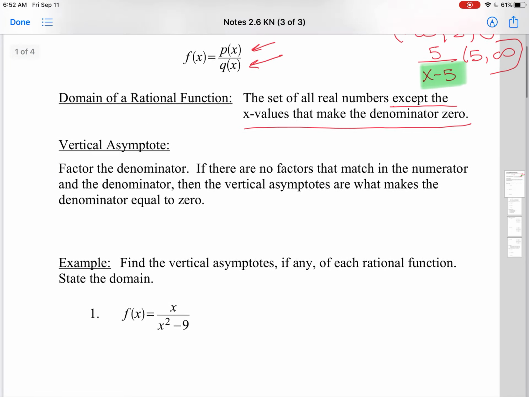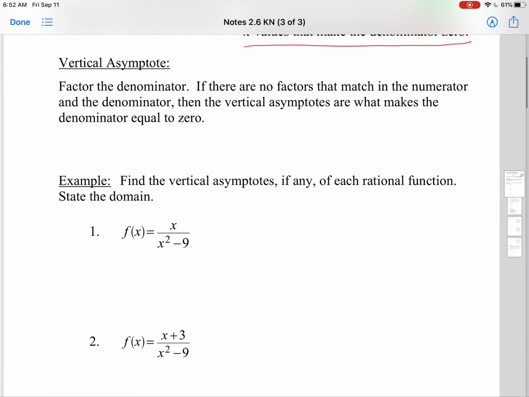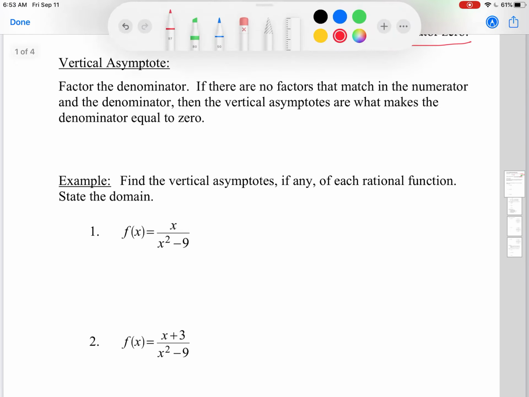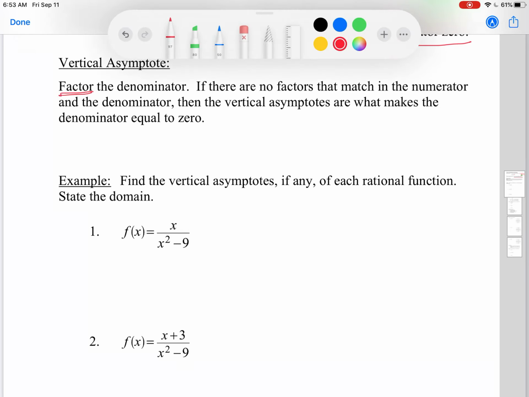Okay. Then we have vertical asymptotes. In order to find a vertical asymptote, we first have to factor the denominator. Again, we have to find those restrictions. If there are no factors that match in the numerator and the denominator, then the vertical asymptotes are what makes the denominator equal to 0. All right? And if you remember, any factors that matched were called holes.